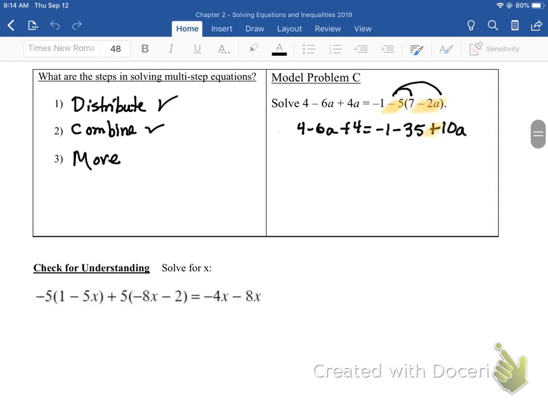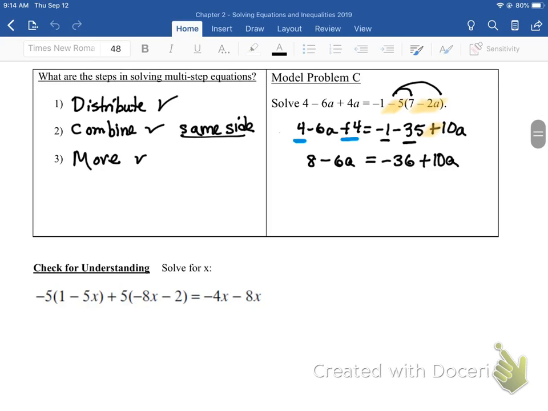Okay? Second is combine. Okay? Those are things that are on the same side. Same side always combines. Okay? Remember the blue? So if I have 2 numbers, they're just going to add together. I am not going to add the opposite. That's 4 plus 4 is 8. Okay? And the -6a. And on this side, I've got 1 and -35, -36, plus 10a. And that's the combined step. So they just add together if they're on the same side of that equal sign line.